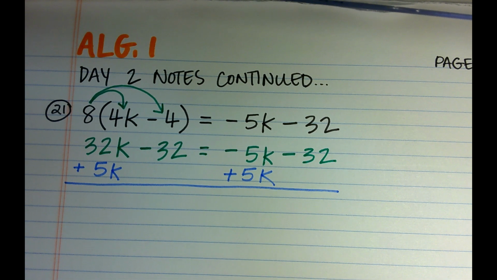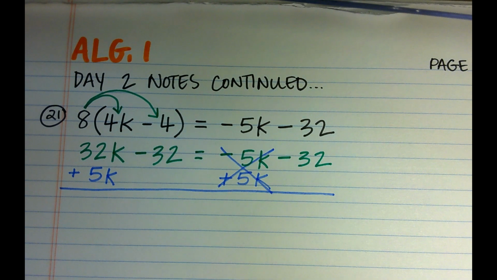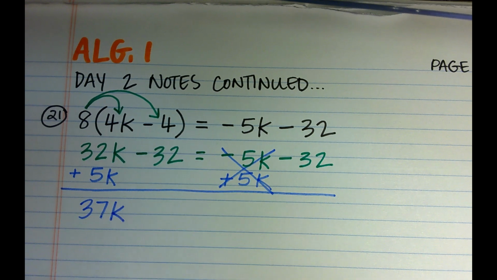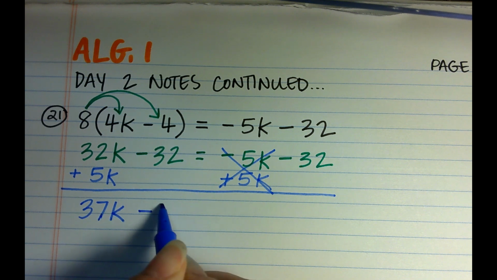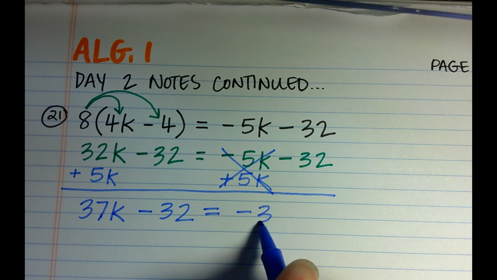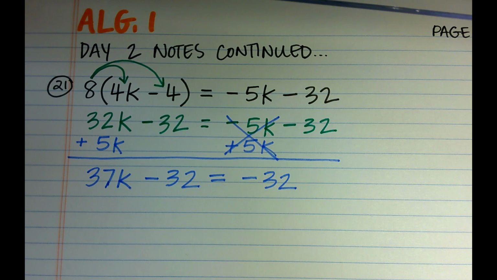What happens here? Your 5s cancel. 32 plus 5 is 37k. Okay. And then you bring the rest of your problem down. Yes, and I have 37k minus 32 equals negative 32. Okay. So we got rid of the k on one side of the equation. So now all of my variables are on the same side. That is wonderful. What should I do next?